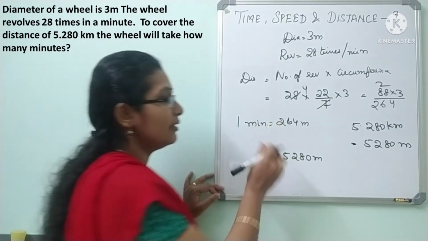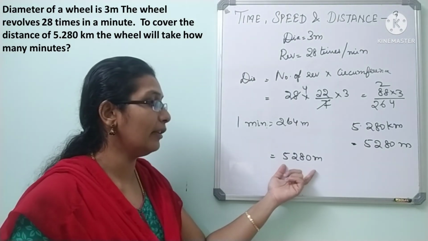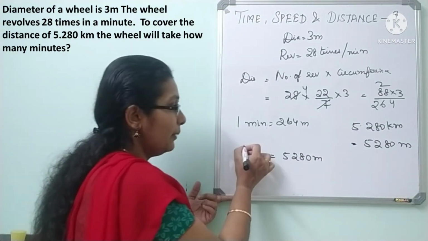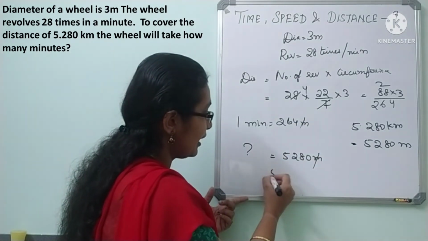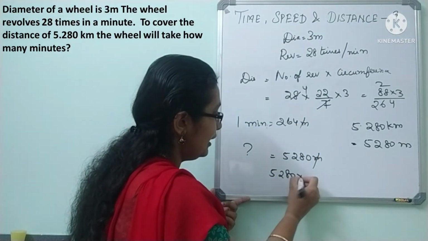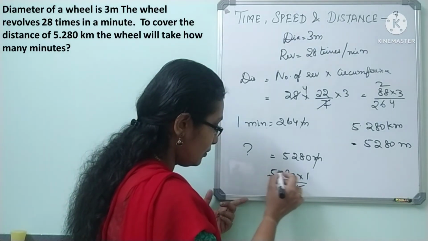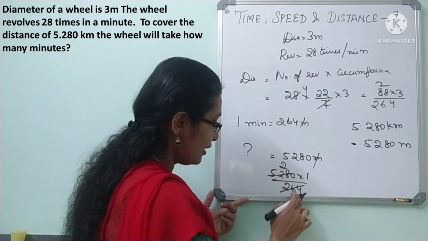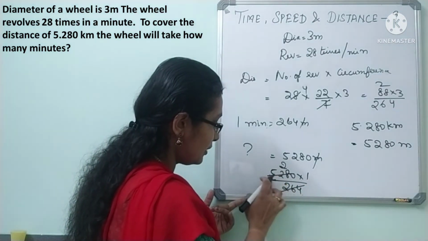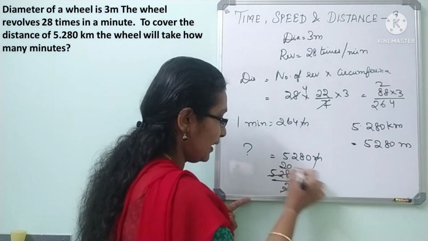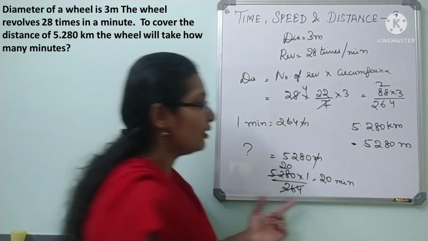In 1 minute it is taking to cover 264 meters. So, in order to cover 5280 meters, how many minutes it is taking, we will have to find. Units you can cancel. 5280 into 1 by 264. So, 2 times, if you check, 4 2s are 8, 6 2s are 12, 2 2s are 4 plus 1, 5. 20 times. So, 20 minutes is your time.